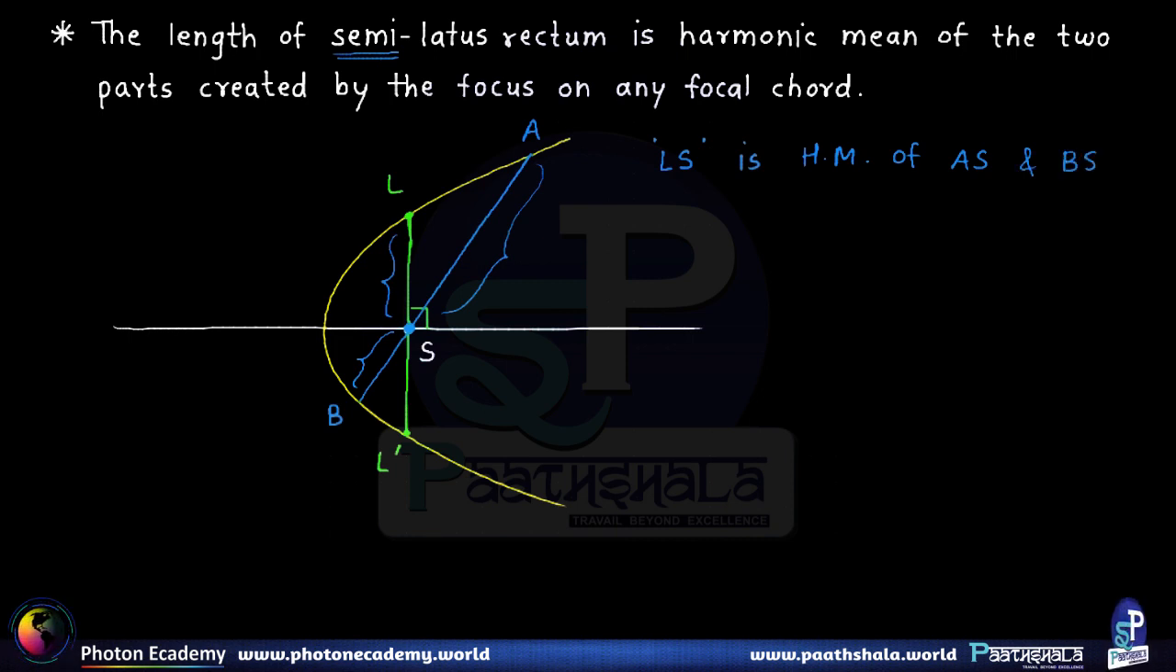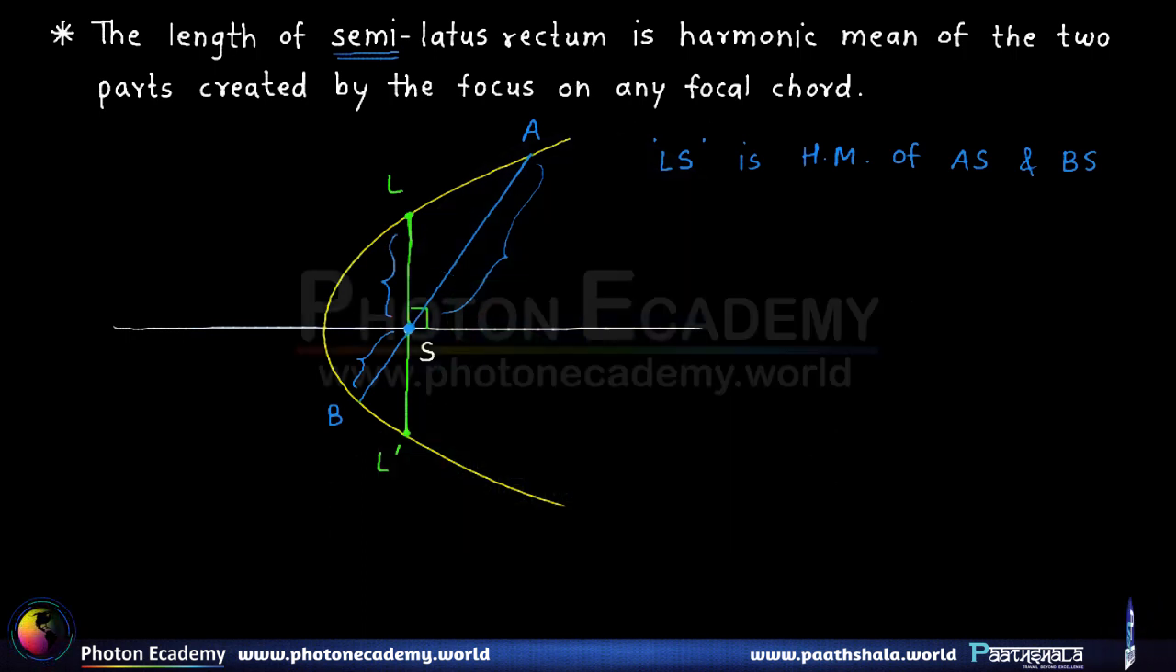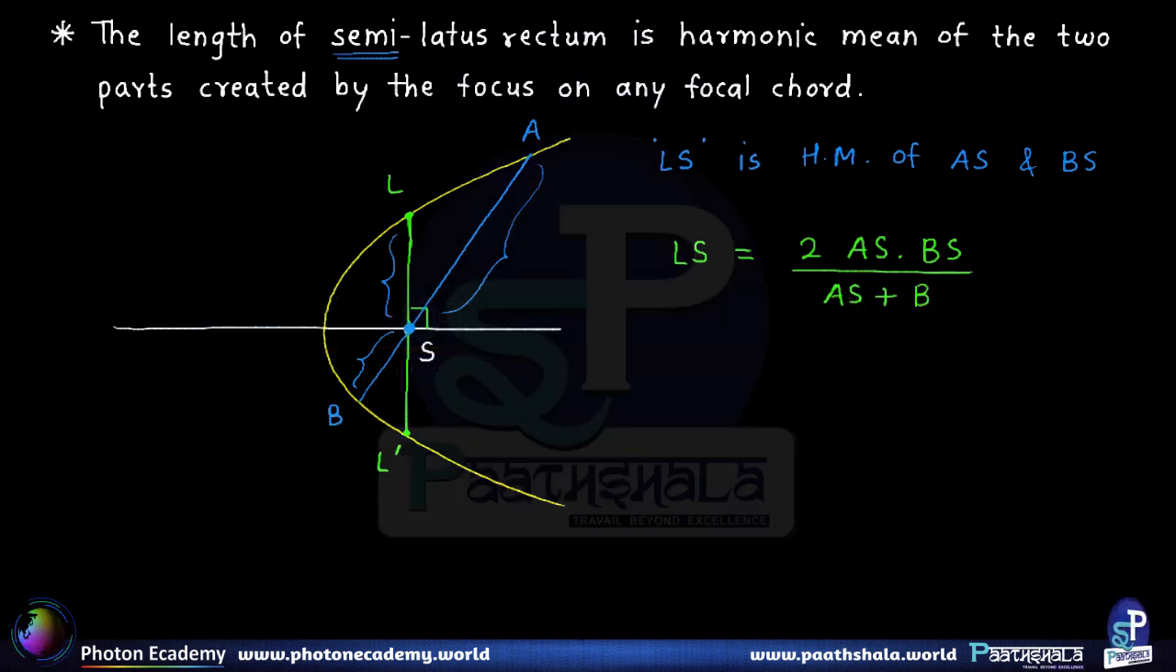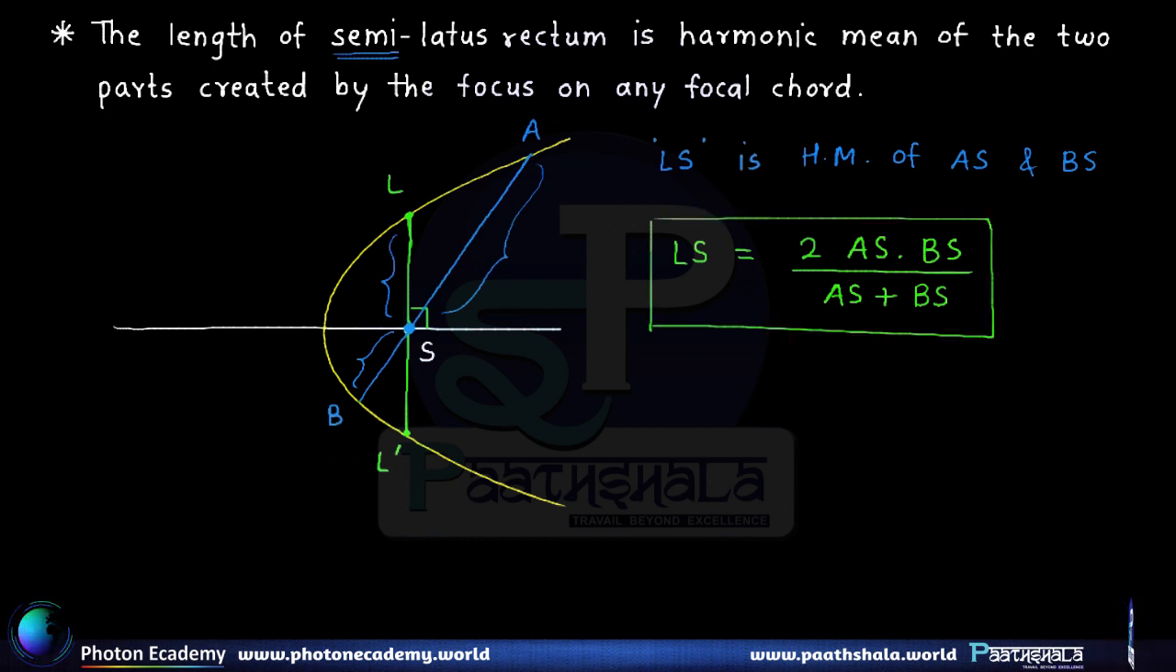So the lengths AS and BS have their harmonic mean equal to LS, which is equal to L dash S also, because both have the same length. Since we know the formula for harmonic mean, we can also write that as a formula, that is length LS is equal to 2 times AS into BS upon AS plus BS. Let's move on to the next property.